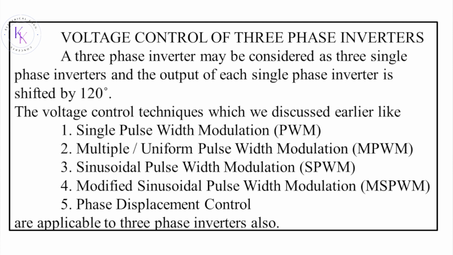A three-phase inverter may be considered as three single-phase inverters, and the output of each single-phase inverter is shifted by 120 degrees. The voltage control techniques which we discussed earlier, like single pulse width modulation (PWM), multiple uniform pulse width modulation (MPWM), sinusoidal pulse width modulation (SPWM), modified sinusoidal pulse width modulation (MSPWM), and phase displacement control are applicable to three-phase inverters also. For more details, please check the I button.